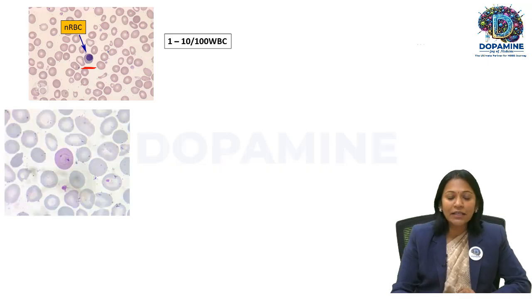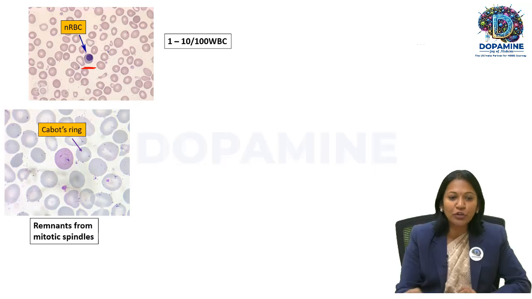And see again the problem in the DNA synthesis. So this is basically the nuclear remnant, Cabot's ring. So the beautiful Cabot's ring, a remnant from the mitotic spindle. So this is the Cabot's ring, which is a very characteristic feature of megaloblastic anemia.